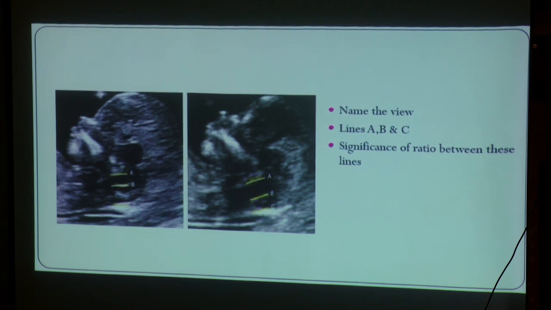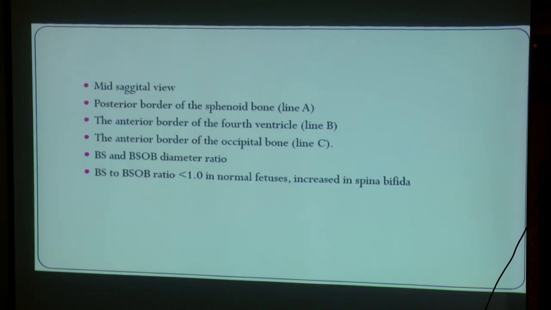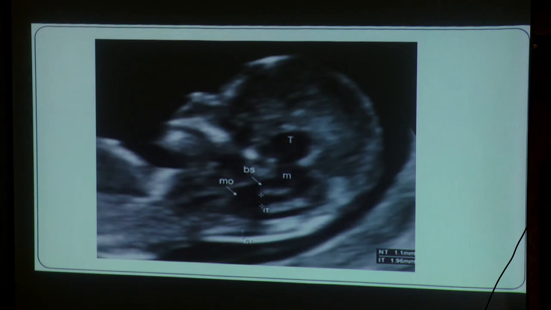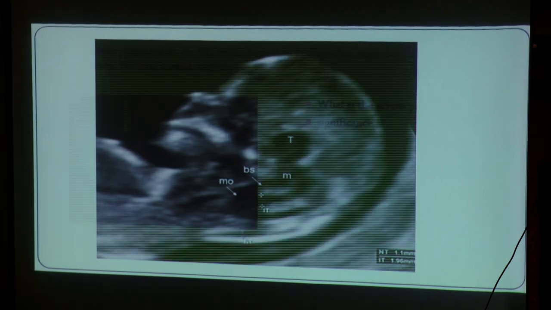But in this case we have apparent widening of the brainstem compared to the brainstem occiput distance. So the ratio of BS-BSO will be less than 1 in a normal fetus. When there is spina bifida or any open neural tube defect, there will be leakage of CSF. So the posterior CSF space will reduce and there will be apparent widening of the brainstem. This is the intracranial translucency or the fourth ventricle.